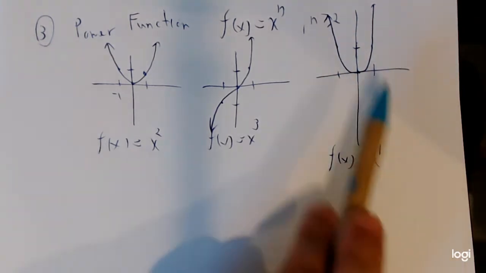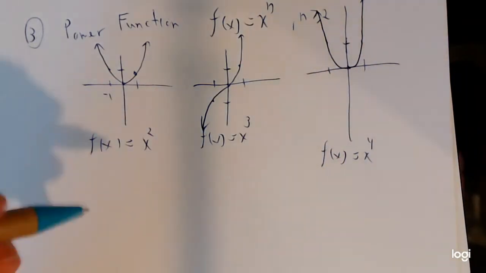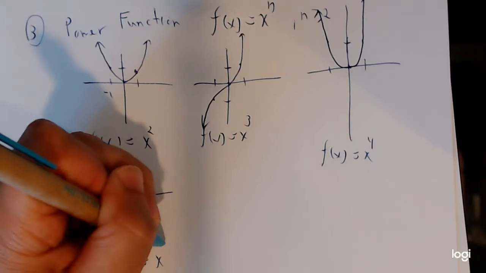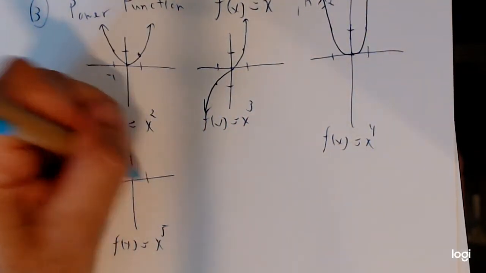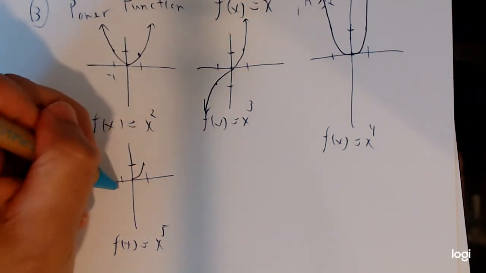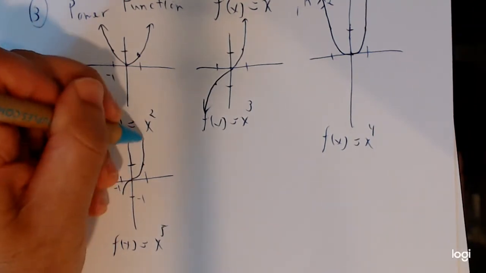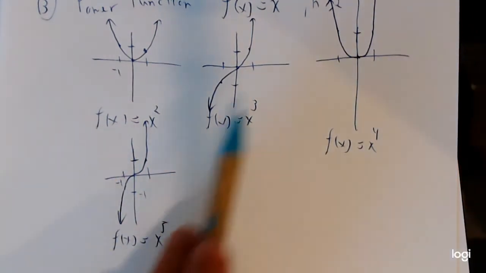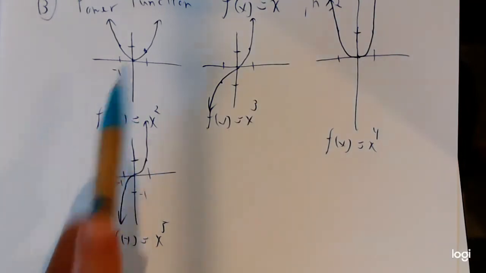So if this were x to the 6th, it would be even flatter between 0 and 1 and between negative 1 and 0. And then f of x equals x to the 5th. What would it look like? It would look similar to x cubed, except between 0 and 1 it would be flatter, and between negative 1 and 0 it would also be flatter. And then after 1, it would increase and decrease faster. So these all look the same, except notice how this is more flat between 0 and 1, and it increases faster.